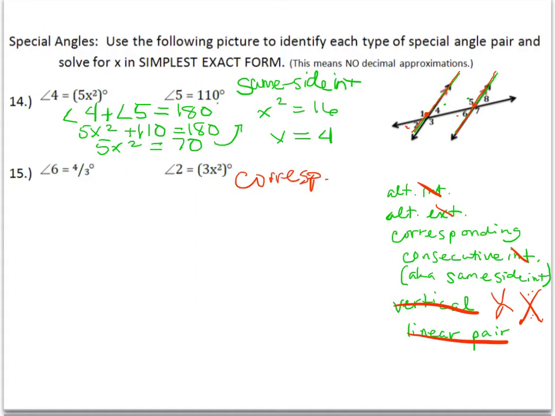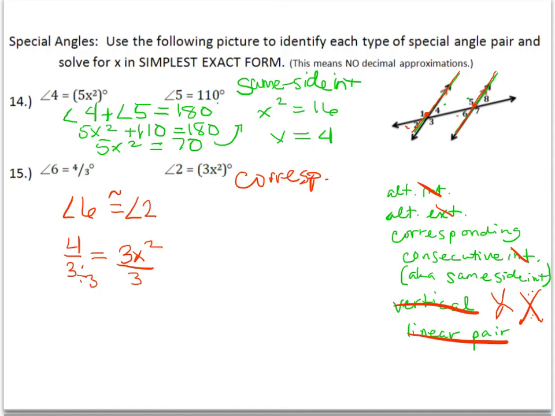I'm going to be lazy and abbreviate. We know the relationship between corresponding angles is that they are congruent. What congruent means is they have equal measures. So if I replace angle 6 with its measure and angle 2 with its measure, those two would be set equal to each other. Our job is to get x alone, so we need to divide by 3.